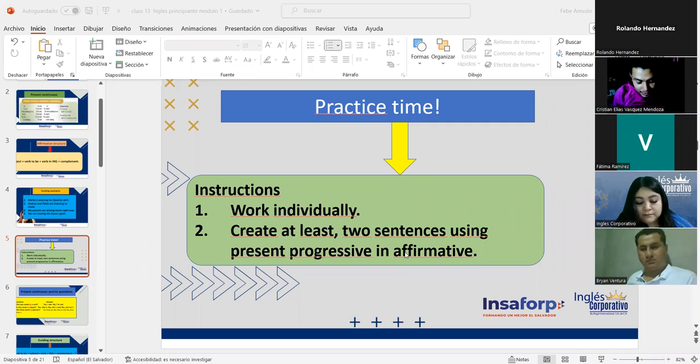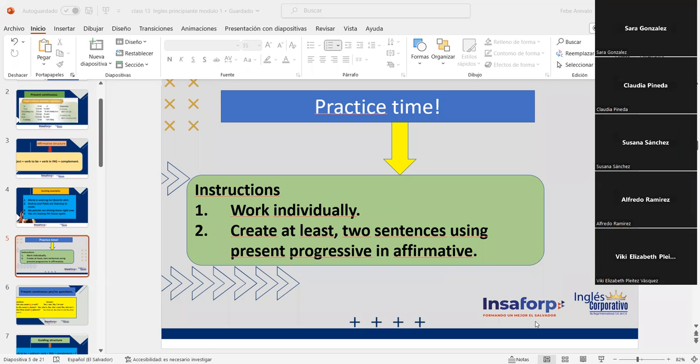Febe is explaining the class right now. That's correct. Mario and Maria is playing PlayStation. Are playing PlayStation. Yes, very good, Elias. That's correct. Are playing PlayStation. Very good, excellent, all right? Solo me falta, vamos a ver. Miren, hoy los veo más animados. La mayoría han participado y eso es excelente. Vamos a escuchar a Alfredo Ramírez y a Susana Sánchez después de Alfredo.